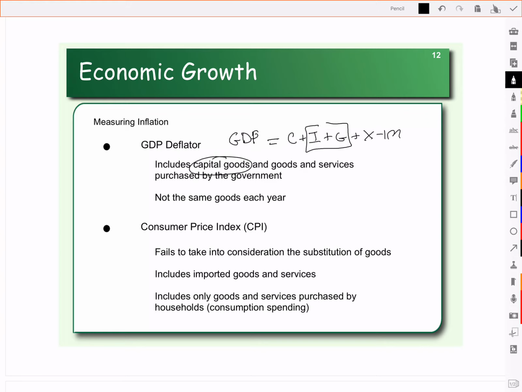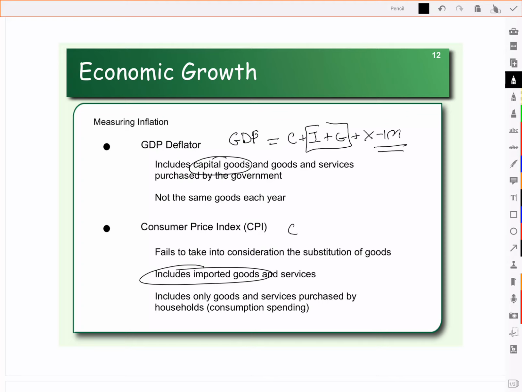The consumer price index, remember this is the bundle of goods that the typical consumer buys. It's just going to be consumption spending. Now the GDP deflator, we subtracted out the import spending because we're looking at just spending on the goods and services in our economy. The consumer price index is anything that households buy. So it includes imports, which is why when the U.S. sees inflation, we see inflation because households buy goods and services that are produced in the U.S.